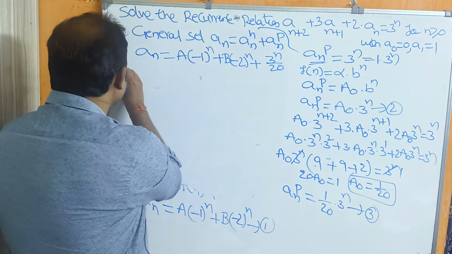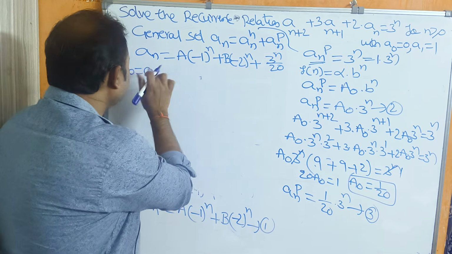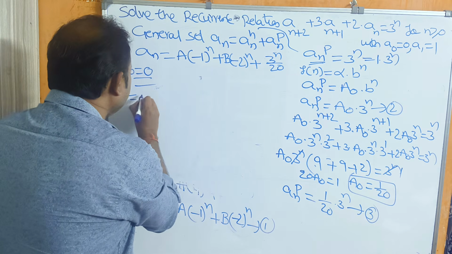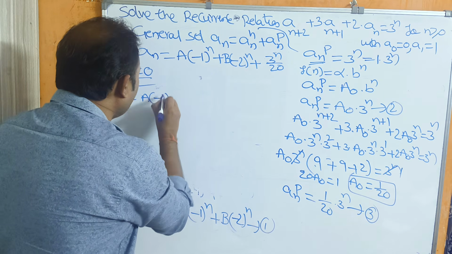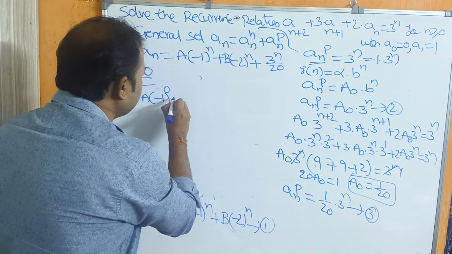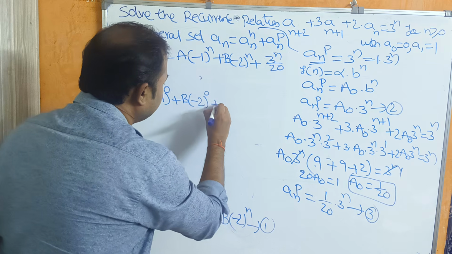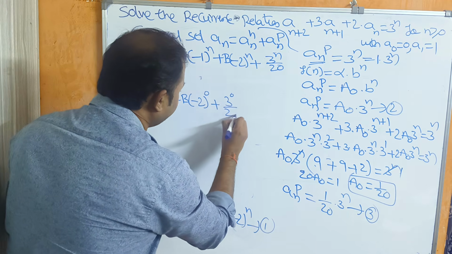So what is the first one? a0 equal to 0. So substitute 0 in place of n. So a0 equals a into (-1) whole power, in place of n substitute 0, plus b into (-2) whole power 0, plus 3 power 0 by 20.